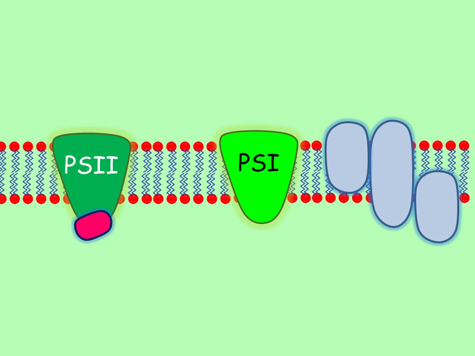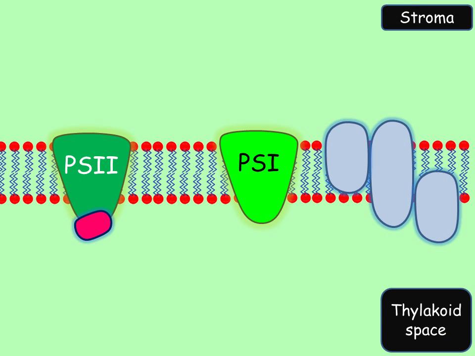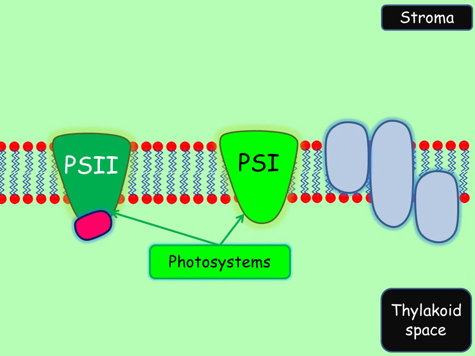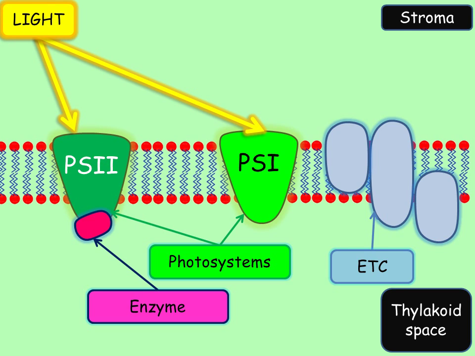This diagram here shows the thylakoid membranes. On the one side we have the stroma, and on the other the thylakoid space. We have the two photosystems embedded in the membrane: photosystem 2 and photosystem 1. On the right hand side, those blue blobs represent the electron transport chain. We also have an enzyme associated with photosystem 2. And light energy is absorbed by both of the photosystems.